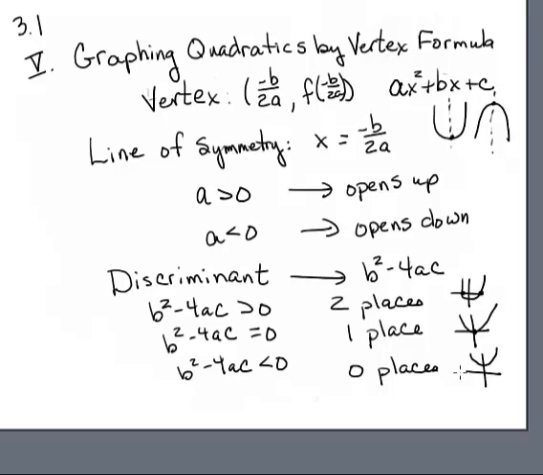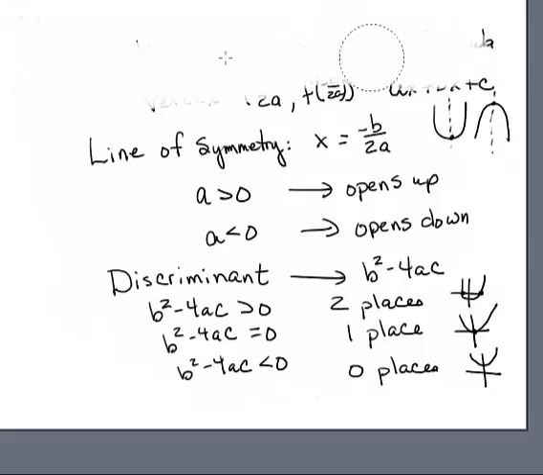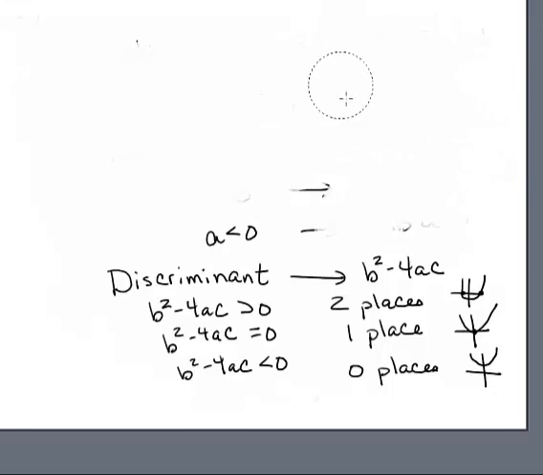So now we're going to do one for practice. I'm going to erase this board. And let's look at an example: negative 3x squared plus 12x minus 8, and that's equal to f of x.